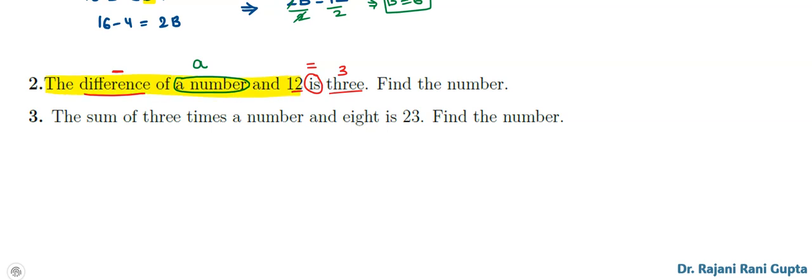The difference of a number and 12. When you write it from left to right, we get A minus 12. The difference is 3. Now, what are they asking? Find the number. It means you have to find the value of A. So clearly this gives A is equal to 3 plus 12. That is, A is equal to 15.